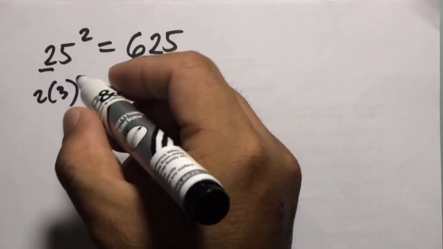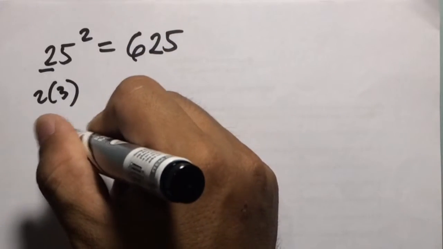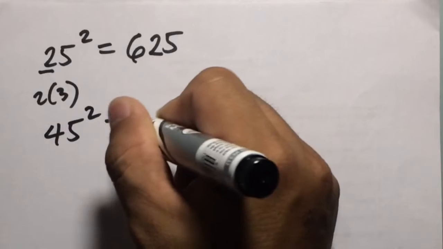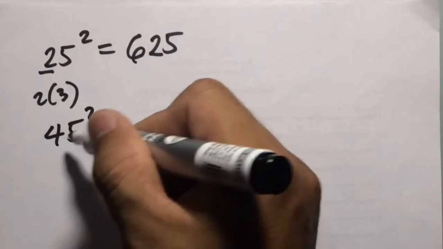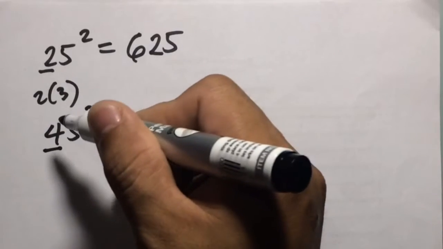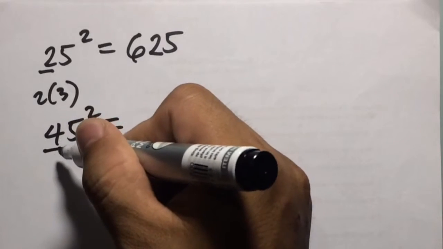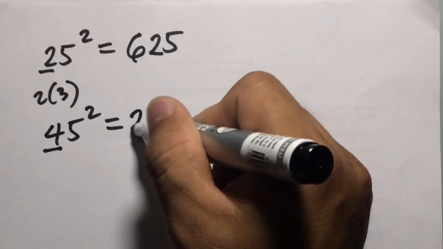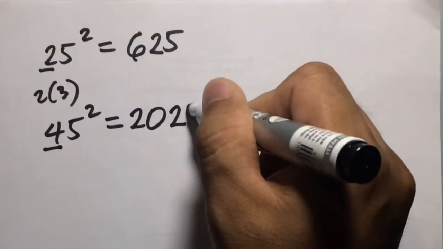Then if we're going to have another example, let's have 45 squared. So we're going to look at the first digit, that is 4. Then after 4 will be 5, so we're going to have 4 times 5, that will be 20. Then you're going to add 25.